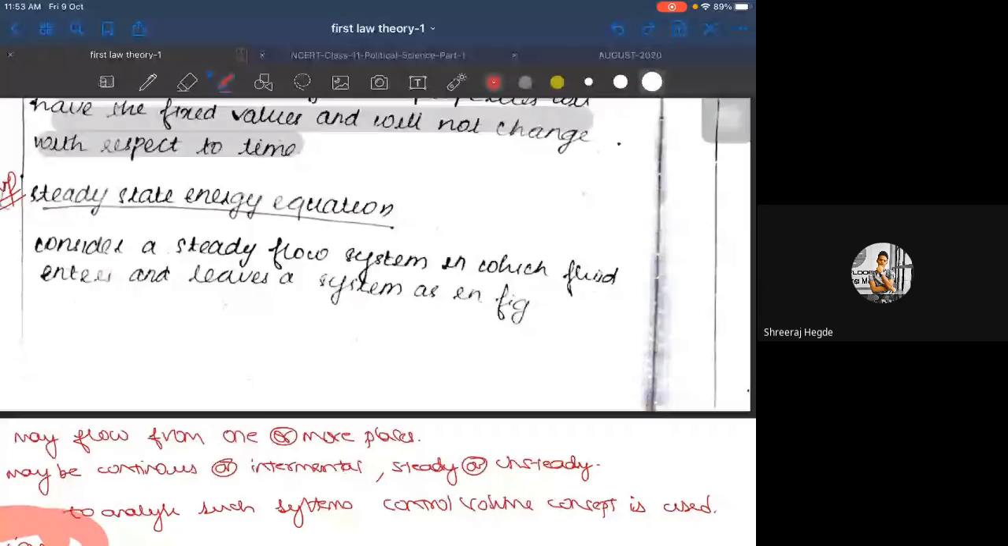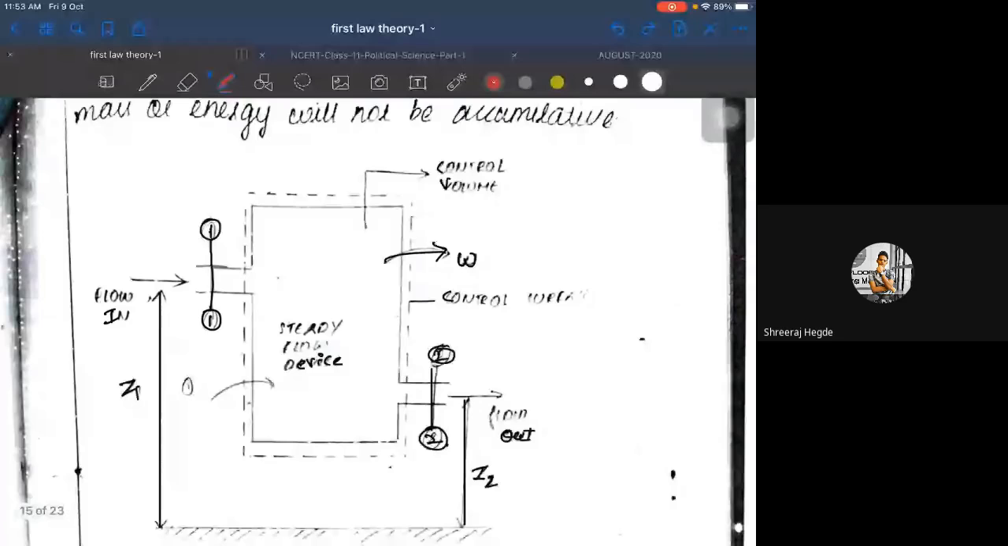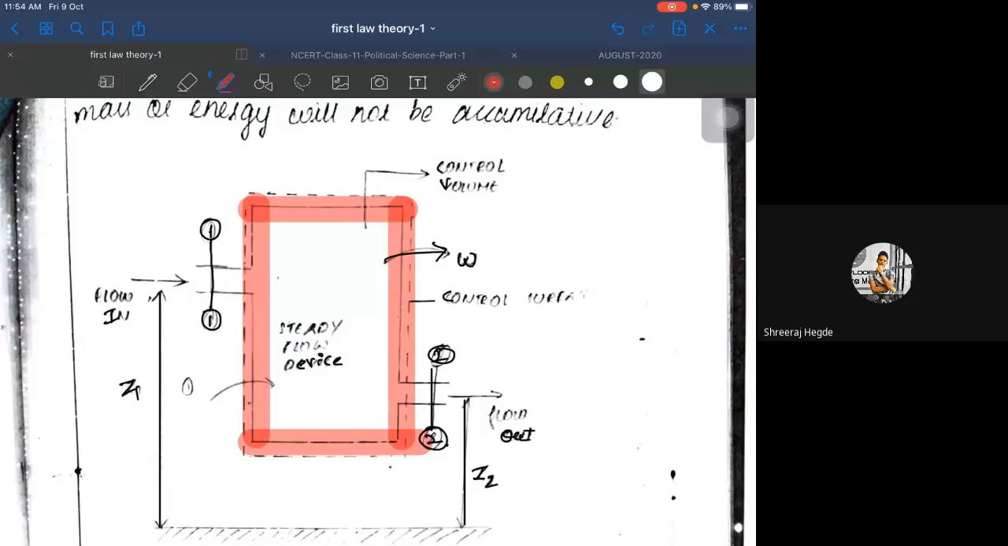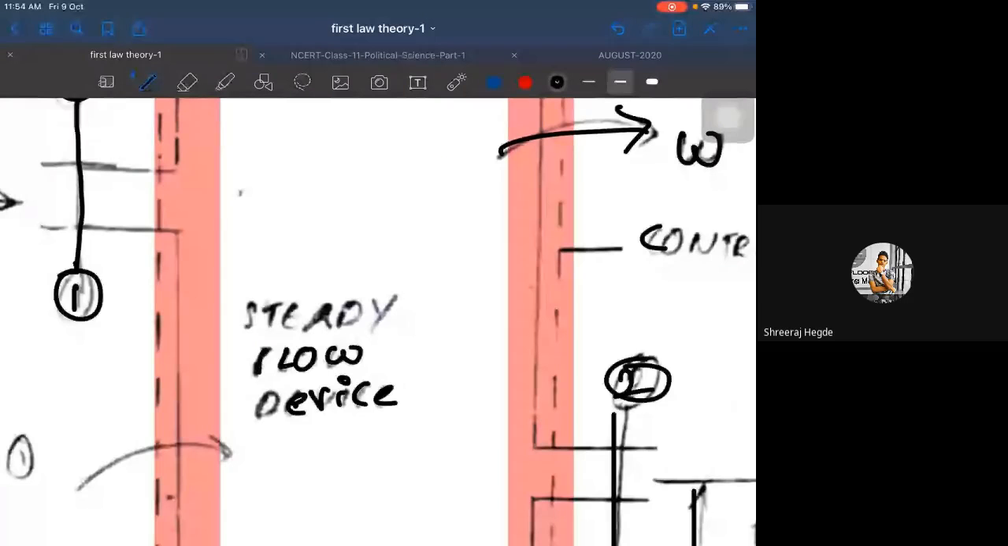So for the steady flow energy equation, you first have to consider a figure like this. Usually I mark this as a steady flow energy device, which could be anything. It could be your pump, it could be your compressor, it could be your turbine, it could be your valve, anything which is a steady flow device.